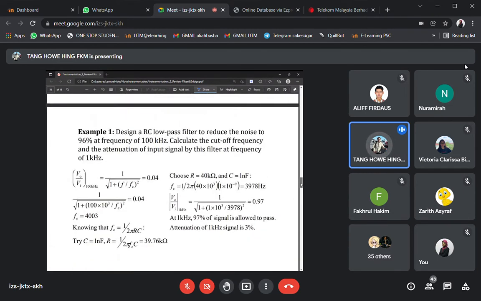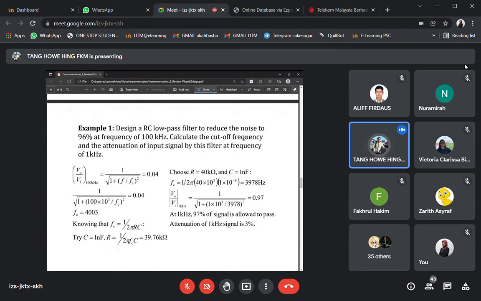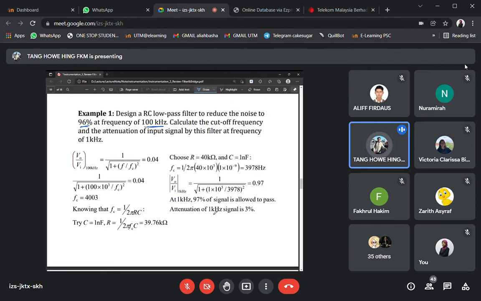So now let's have a look at this first example. How can we design an RC low pass filter? Right, so in this example, we are asked to design this low pass filter to reduce the noise by 96% at a frequency of 100 kilohertz. And therefore, we are asked to determine the cutoff frequency and the attenuation of the input signal by this filter at a frequency of 1 kilohertz. So what is this question?